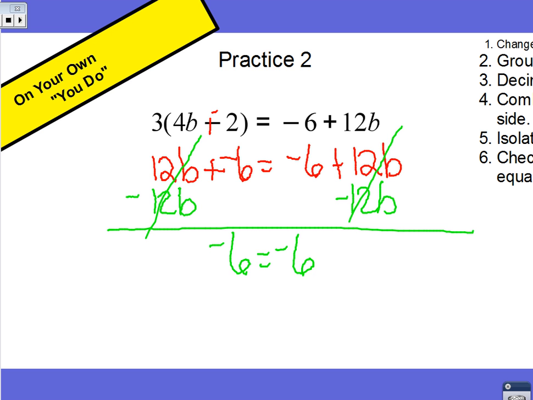This is a special kind of equation. This kind of equation is called the identity. Oh, helps if I learn to spell. Identity. The identity equation means I could use any number in the world for b, and it's going to be true. There's also a kind of problem we'll learn about later where there's no solution, where no numbers will ever make it true.